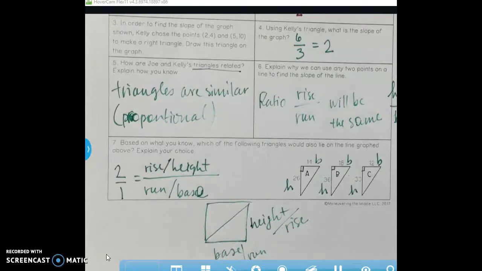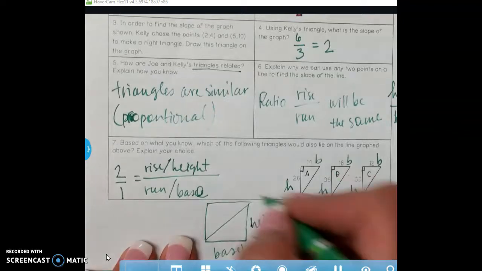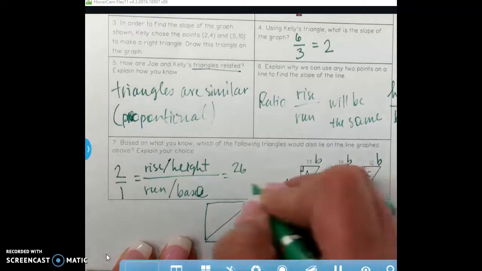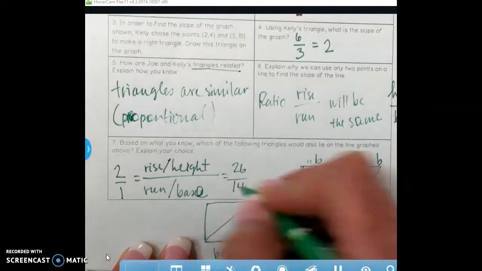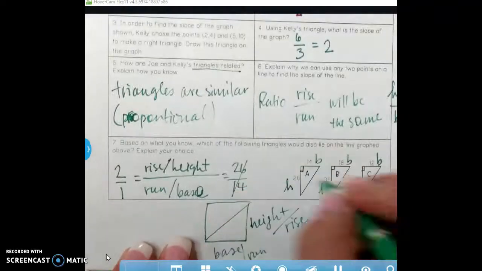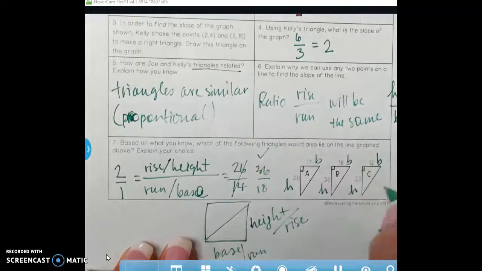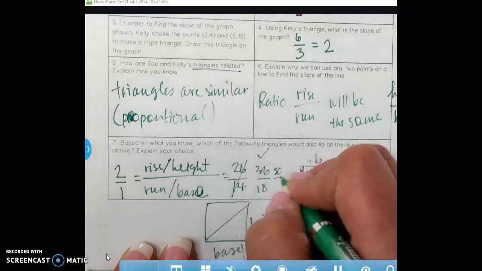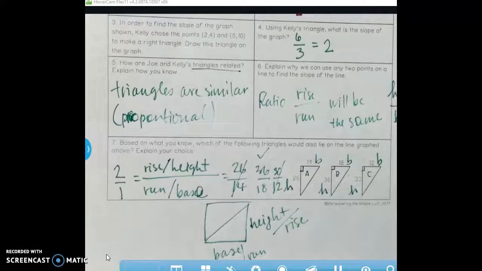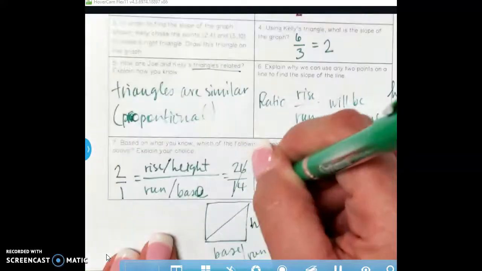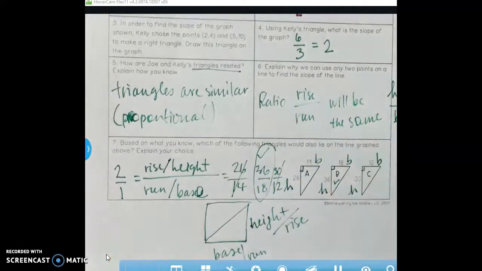Rise over run, rise over run. All right, let's see. 26 over 14, nope. 36 over 18, yes. 30 over 12, nope. So only triangle B would fit this slope ratio.